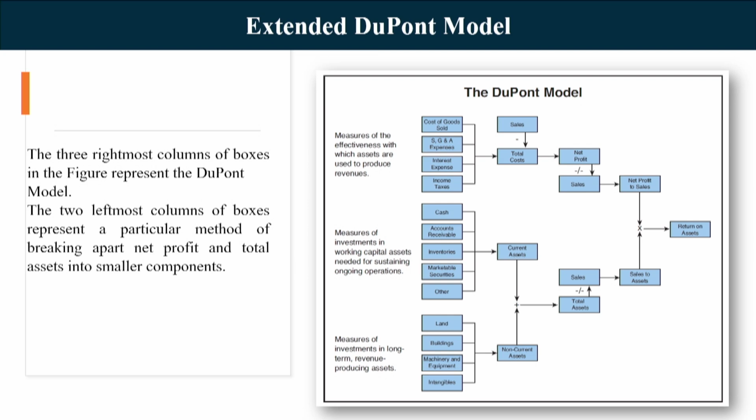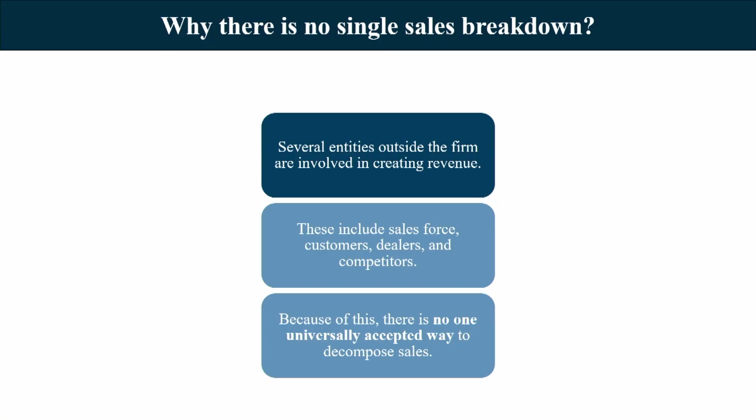If we have these two outcome metrics in place, we can understand the efficiency as well as the utilization of the assets, and this gives a holistic picture of how our business is performing in the market landscape, right. Let us now try to understand why there is no single sales breakdown. Because several entities outside the firm are involved in creating the revenue. So this can be the sales force, because they make the sales of the products.